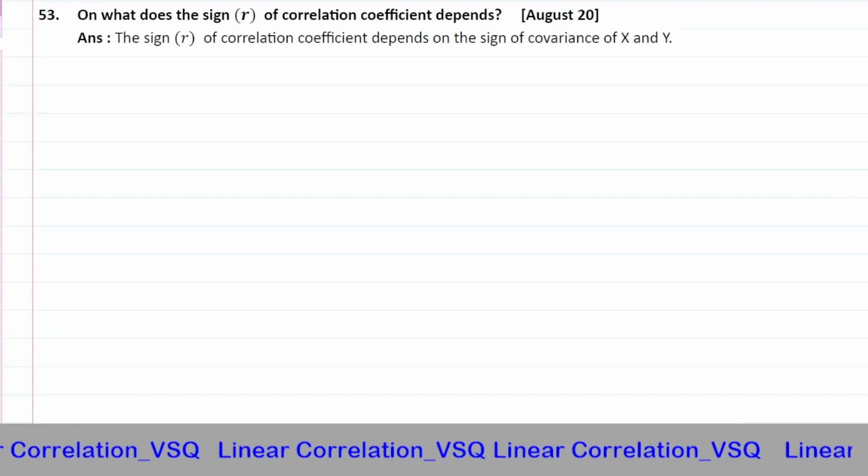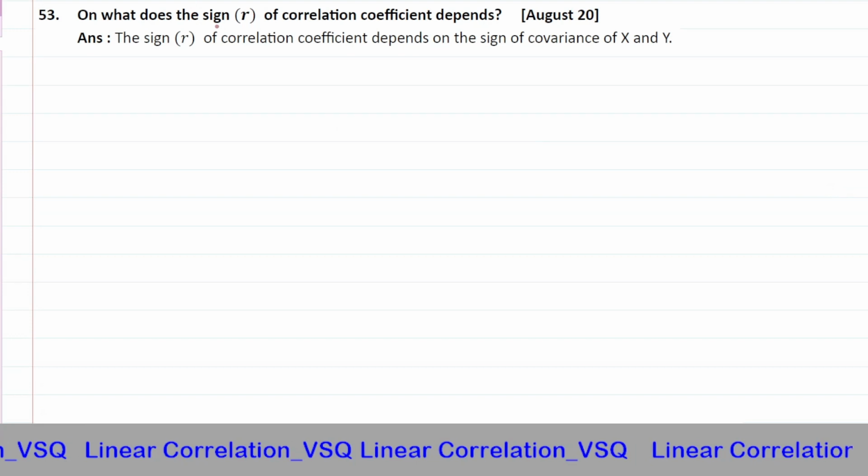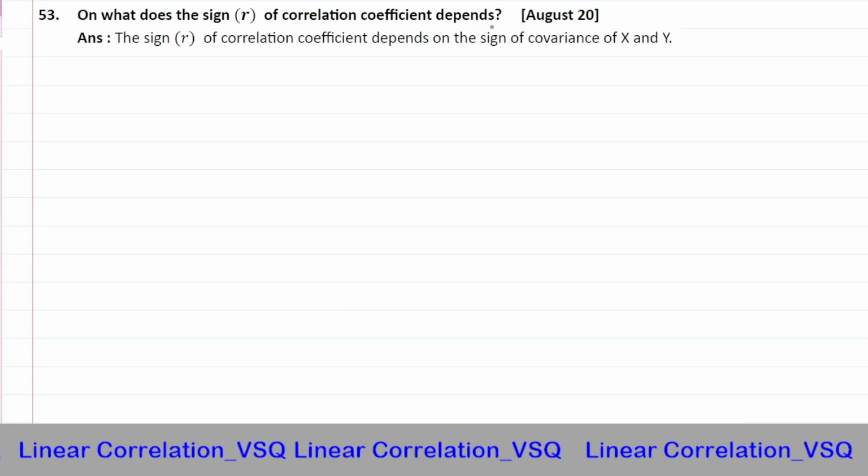Question number 53. On what does the sign of the correlation coefficient R depend?